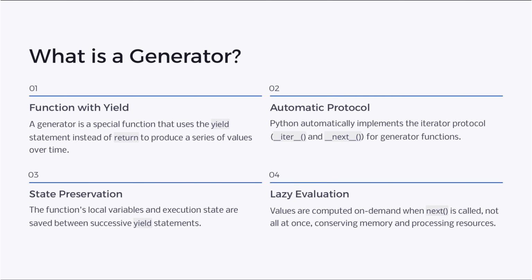A generator is a function using yield to produce values over time, unlike return. Python handles the iterator protocol for generators, preserving local variables and execution state between yields.